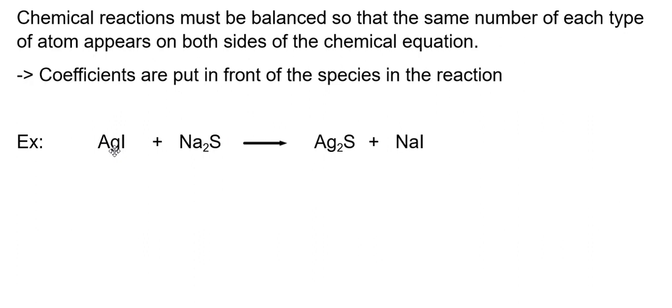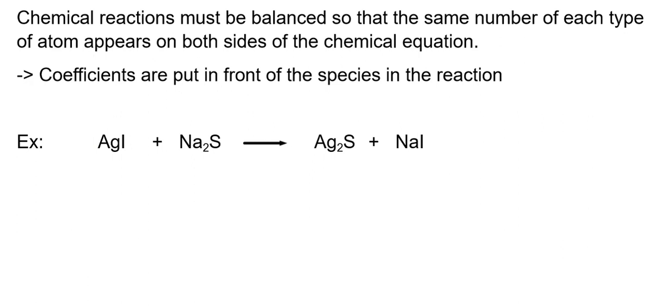How many of these silver iodide particles do I need to combine with the sodium sulfide to produce the silver sulfide and the sodium iodide? To do this, we put coefficients in front of the species in the reaction. So we'll add whole number coefficients in front of these species. We can never, when balancing, do anything with subscripts and change them in any way. It will only be adding coefficients.